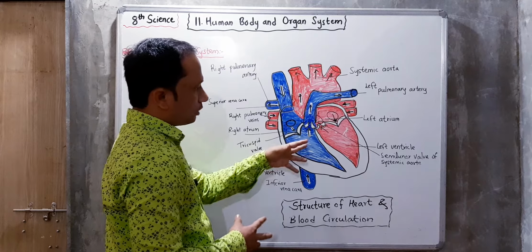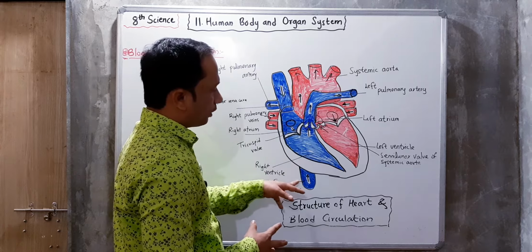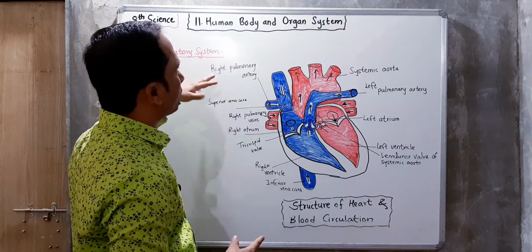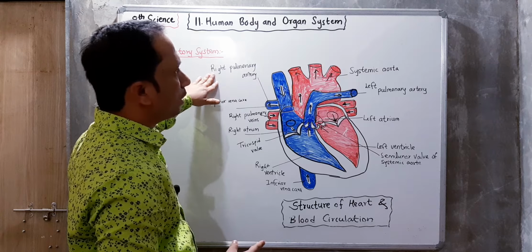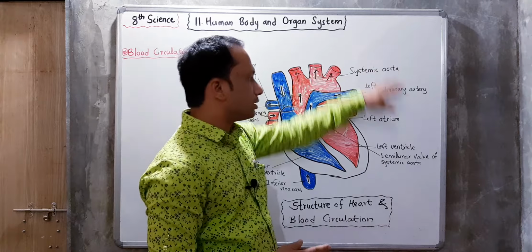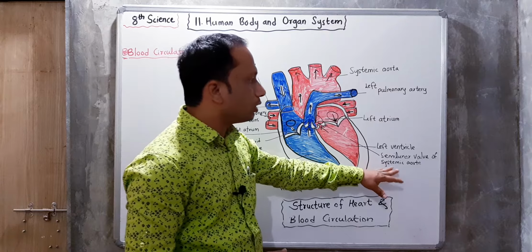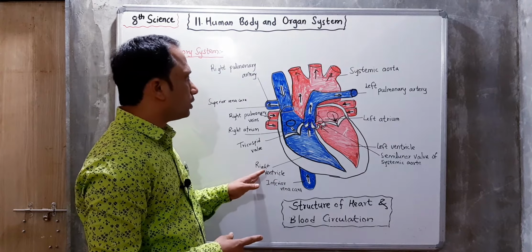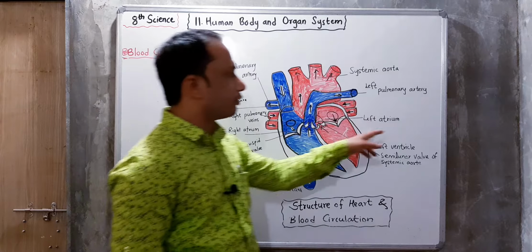This is the right ventricle. This is the inferior vena cava. This is the superior vena cava. On the upper side, the right pulmonary artery is there. The left systemic aorta is there. Then the semilunar valve of the systemic aorta is there, and this is the right ventricle, and this is the left ventricle.